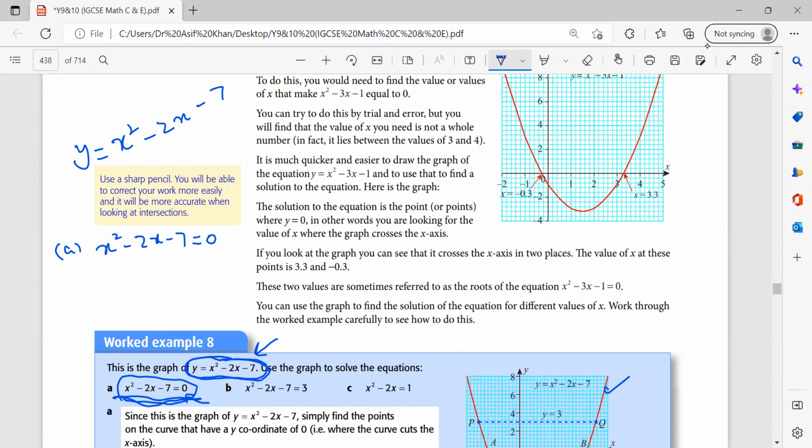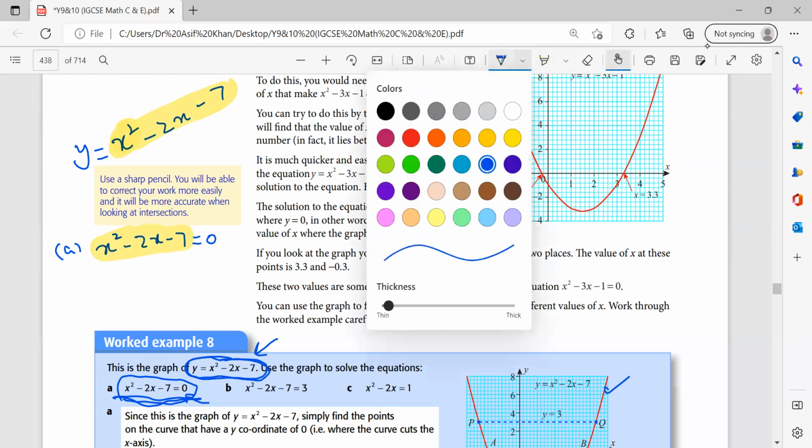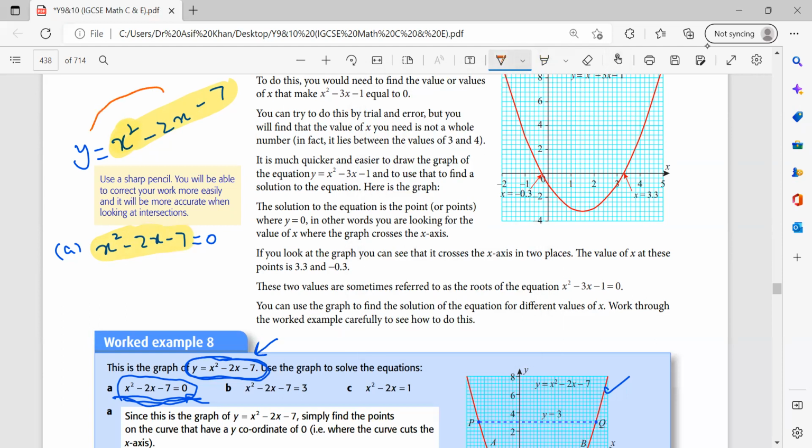So now what are we going to do? We will compare this function and this equation. If we compare, we will find that this part, x square minus 2x minus 7, is exactly the same as this part. If I say this part is equal to y, it means in place of all this, we can write y, isn't it? So it will become y is equal to 0.